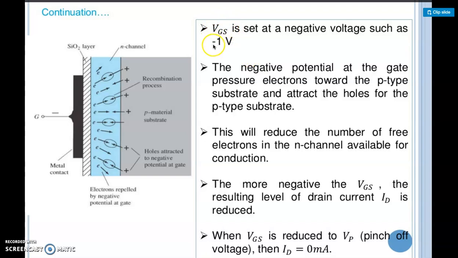So first we have tried with minus 1 volt. When VGS is equal to minus 1 volt, compared to VGS equal to 0 volt, ID is reduced. And if you go on increasing VGS in the negative direction, let us put minus 2 volts, again the ID decreases.